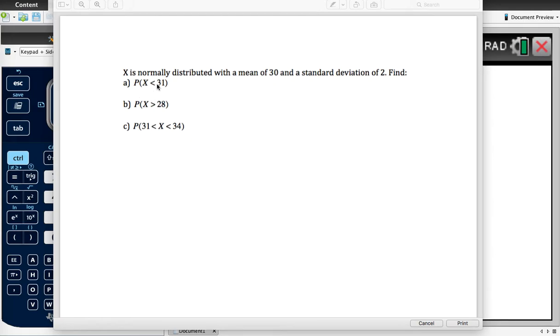If this notation hadn't been given to you, if this was more of a worded problem, you must always write down a statement in exactly that kind of format, using that exact form of notation.